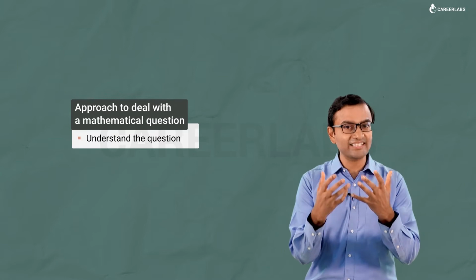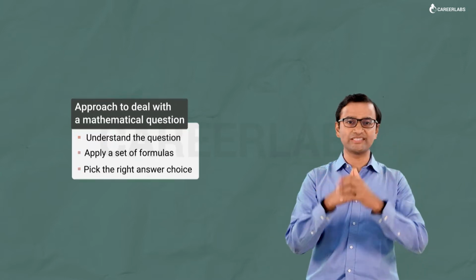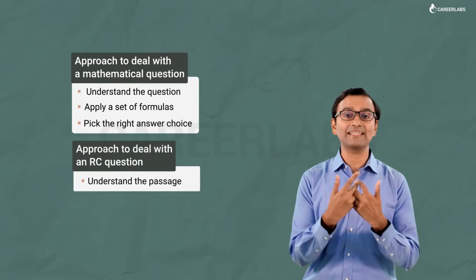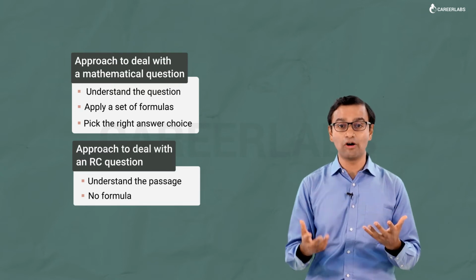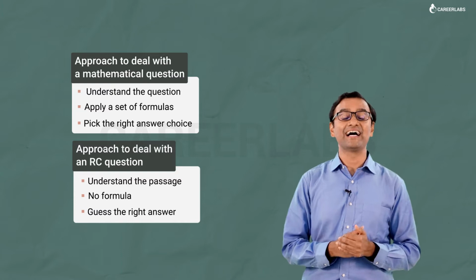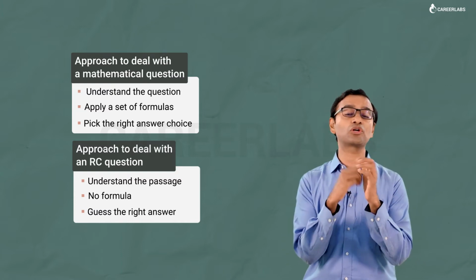We start by understanding the question, then we apply a set of formulas, and then we arrive at the right answer choice. Whereas with English questions, we first start trying to understand the passage. Since we are not sure about the formula, we do the next best thing. And what is that? Guess the right answer. However, our guesses don't help since we will then face tricky or close answer choices. Nobody wants to be in this tricky situation during examination, right?